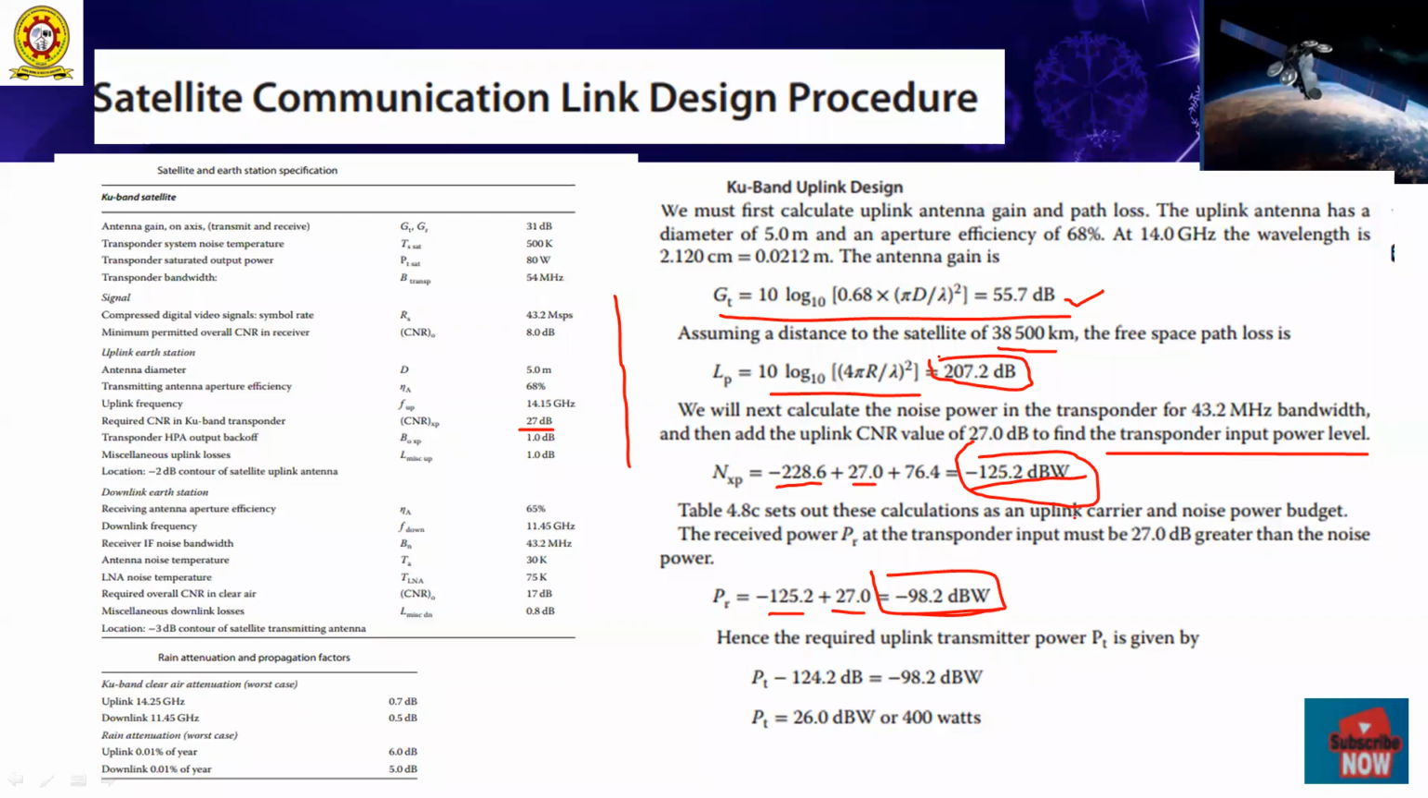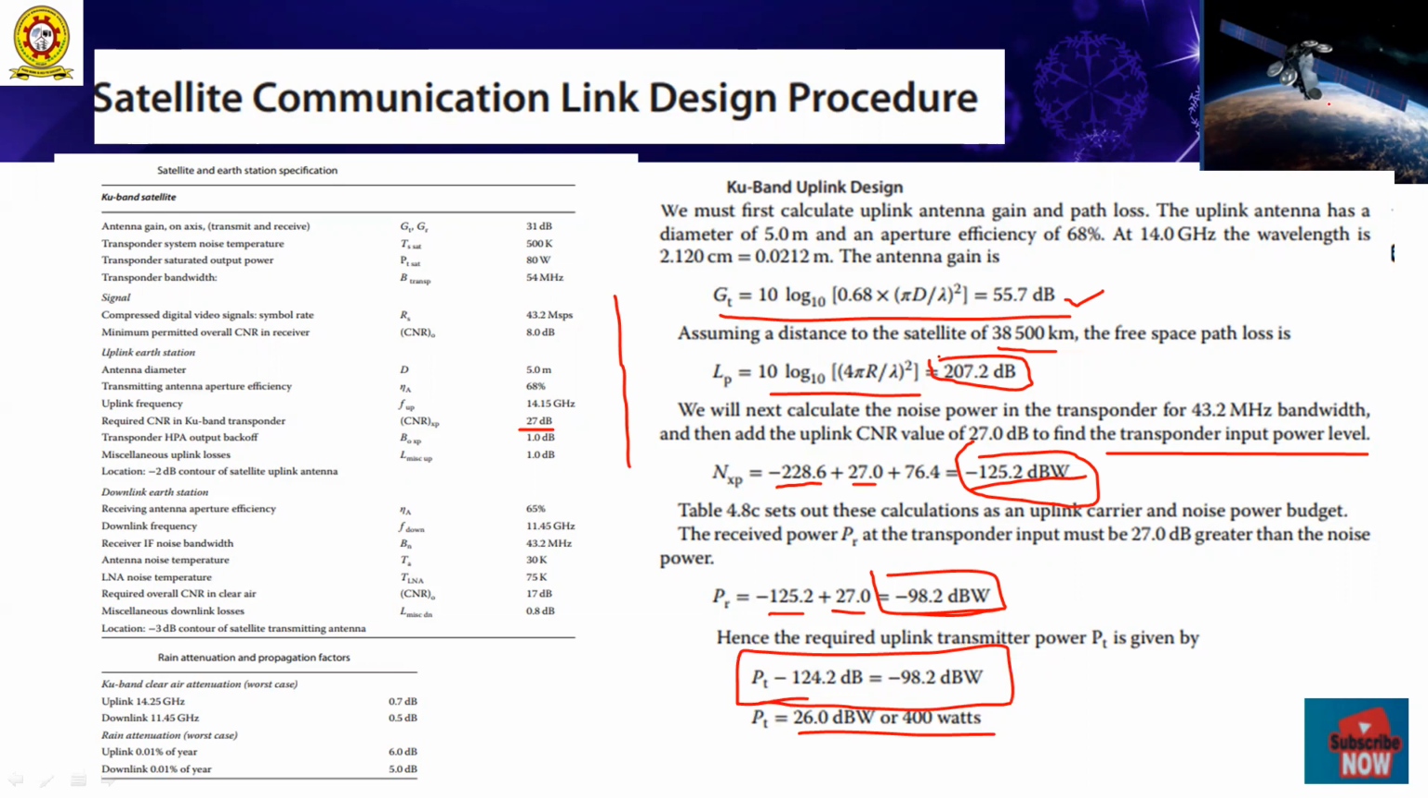Hence the required uplink transmitted power, PT. What is the PT formula? PT minus 124 dB, where we got this value. Finally PT equals 26 dB or 400 watts. In this way, it is easy to calculate the transmitted power.